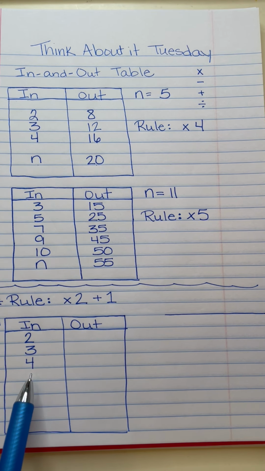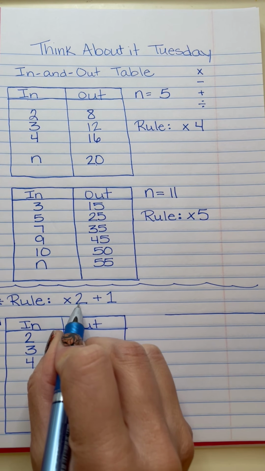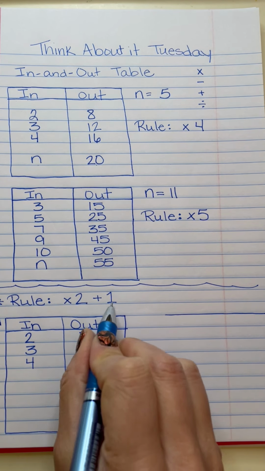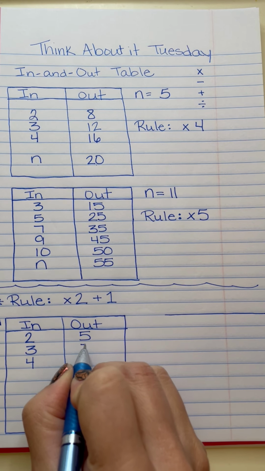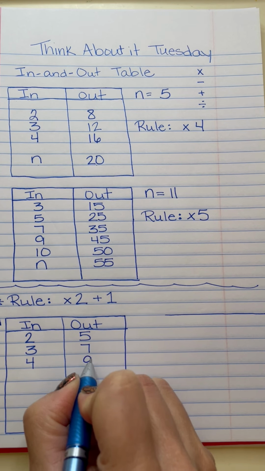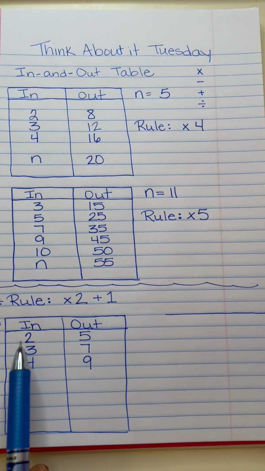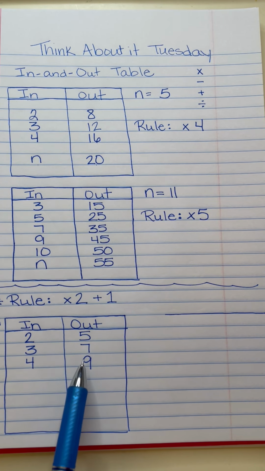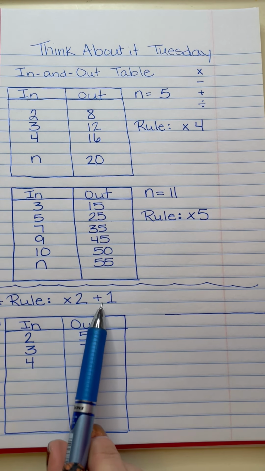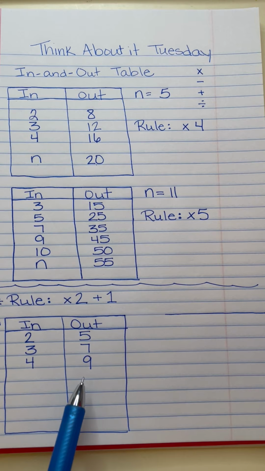So 2, 3, and 4, and your outcome, if I times 2 plus 1, 2 times 2 is 4, plus 1 is 5. 3 times 2 is 6, plus 1 is 7. 4 times 2 is 8, plus 1 is 9. Okay, so this is the easy part. Okay, you can kind of see a pattern here. So it's actually going by odd numbers. Okay, even though you're multiplying by 2, we're adding in that extra one that is making them odd. So that is a clue.